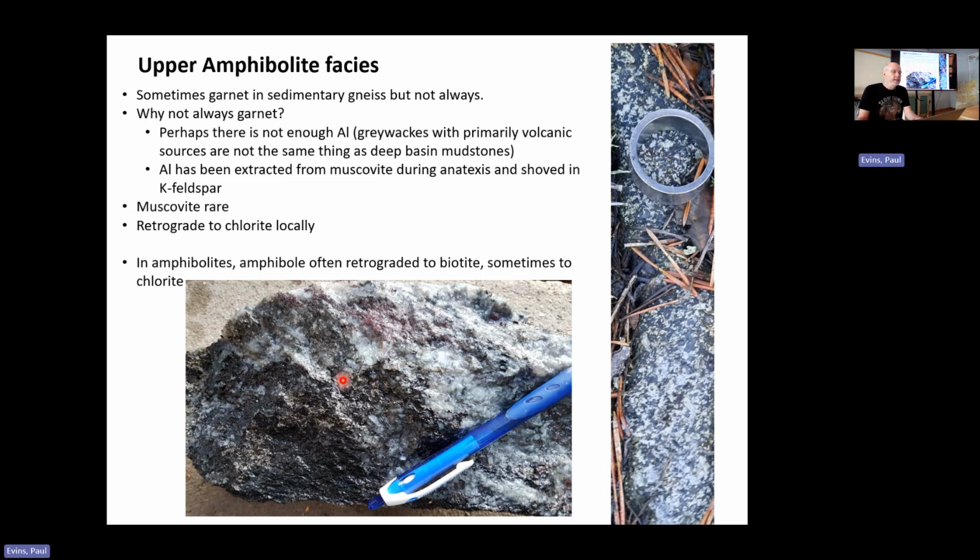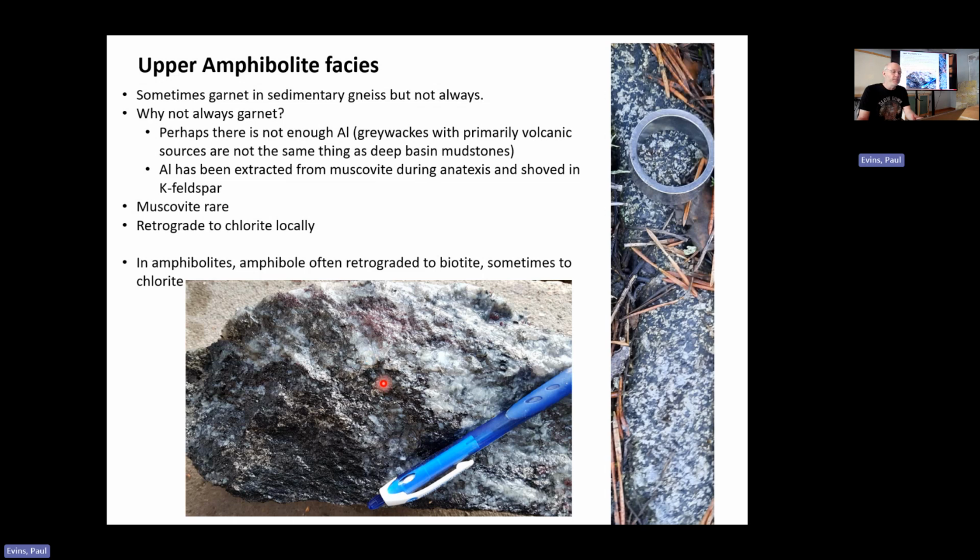In the sedimentary gneiss, as I said, we sometimes have garnet, not always. In fact, garnet's more often in the east and southern parts of Stockholm, but in the northern parts, it's harder to find. Why do we not have garnet? It's a good question. It's a bit of a mystery why we don't.